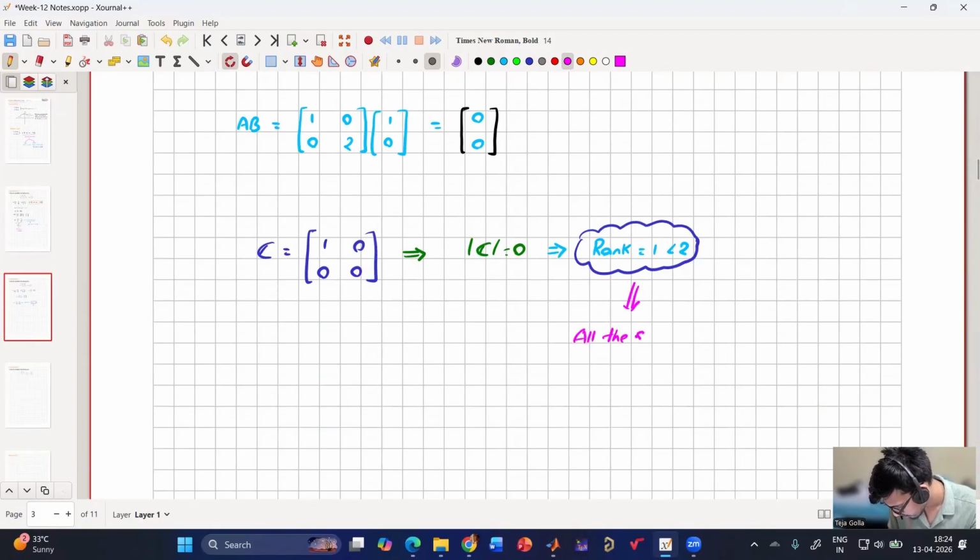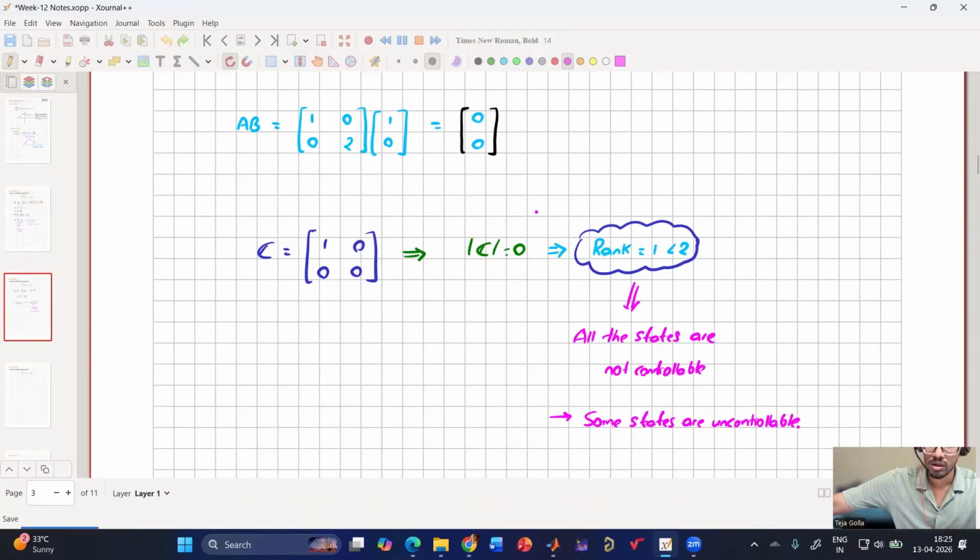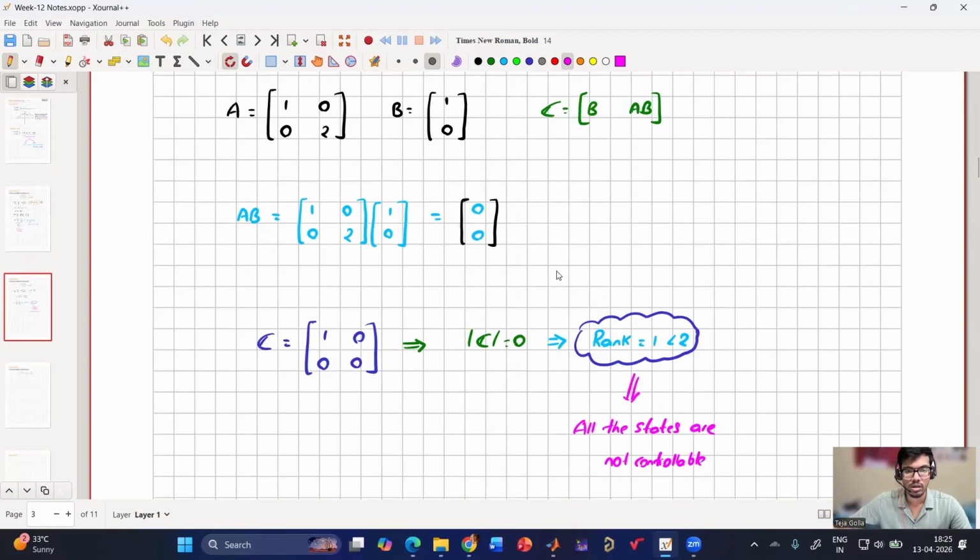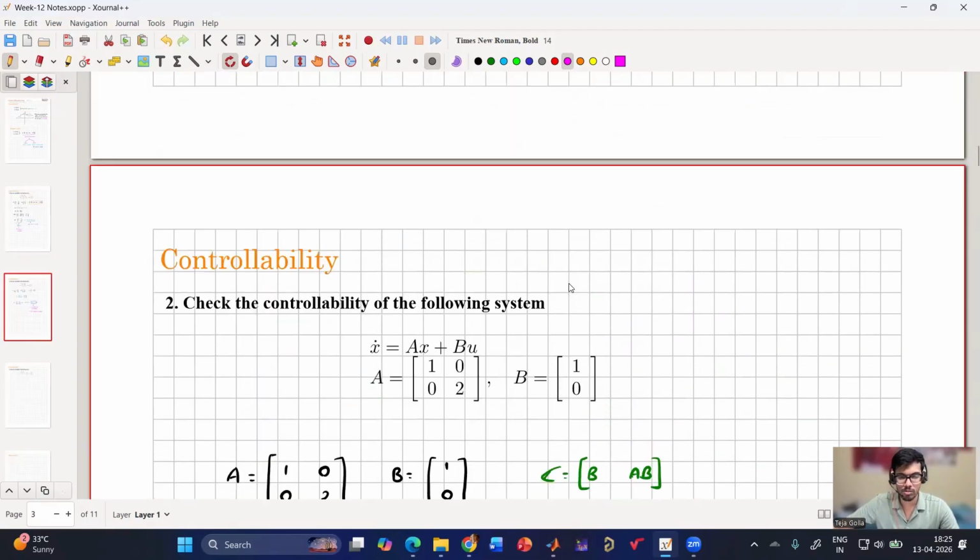All the states are not controllable. Some states are uncontrollable. Okay. So rank is 1 and it is less than 2. So we can say that the system is not controllable, and some states are uncontrollable, some are controllable. Here there are two, so maybe one will be controllable, one will be uncontrollable.